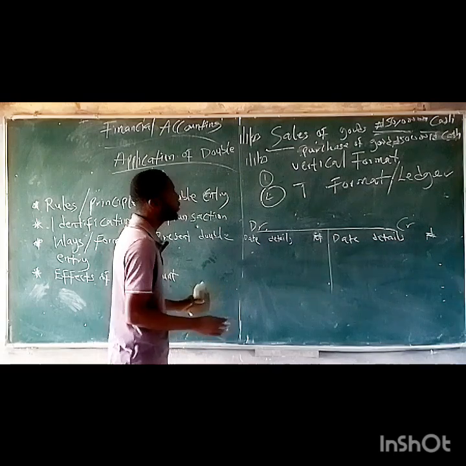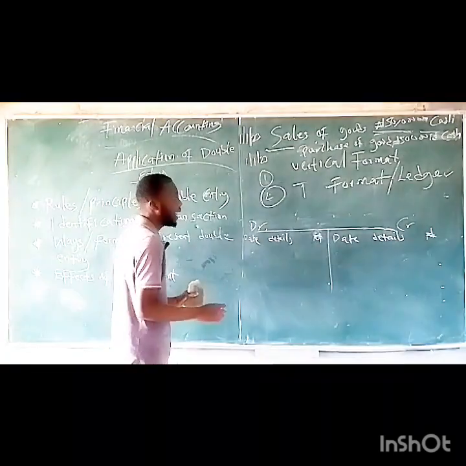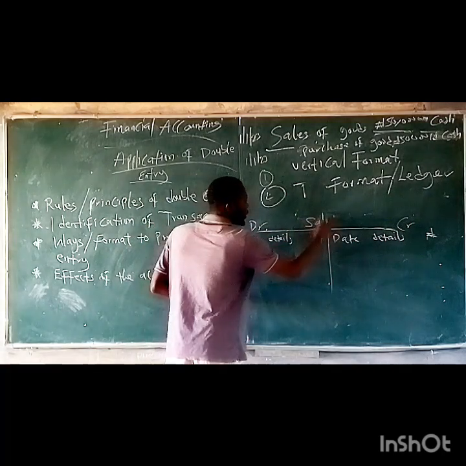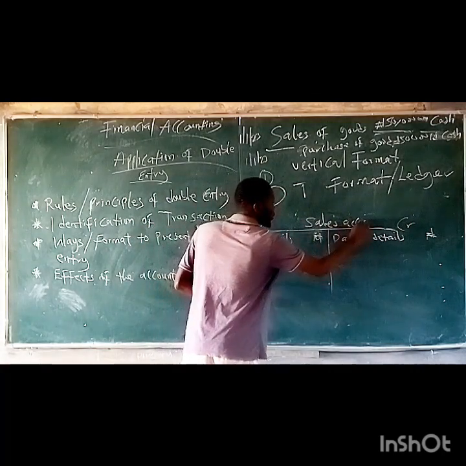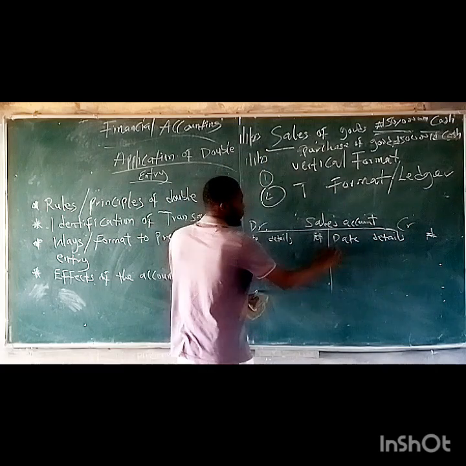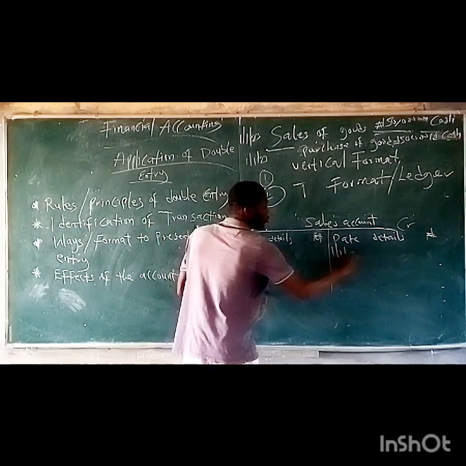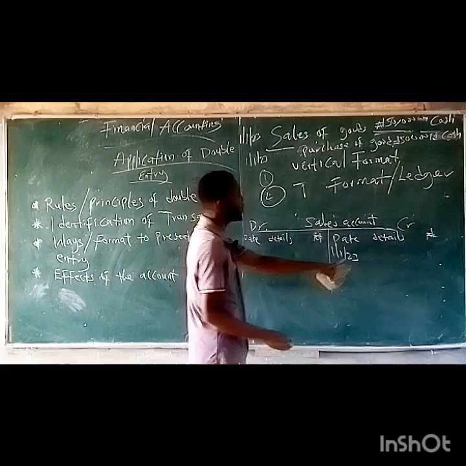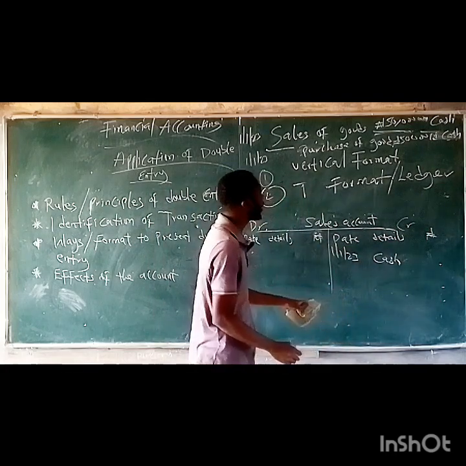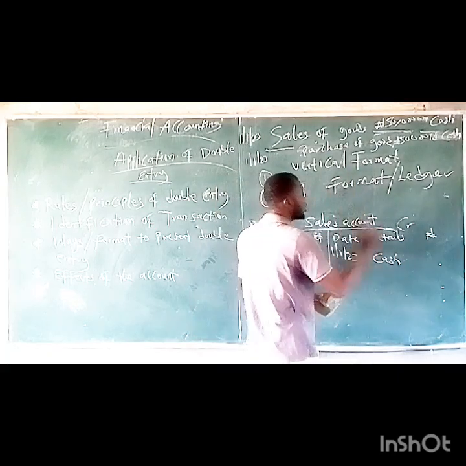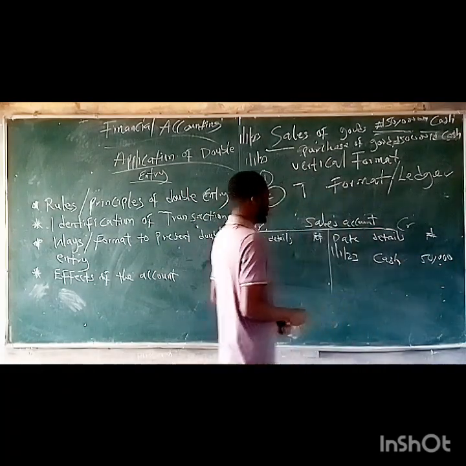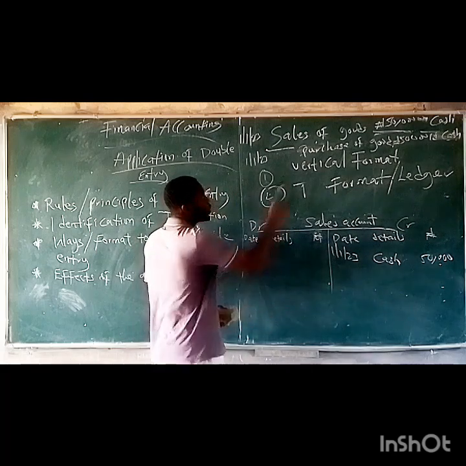So now I'm going to prepare the ledger, which is the T format. So I'm going to write sales. This is now my sales account. Then the date is 1st of January 2023. Then the details will be what? Cash. Then what's the value? 50,000 naira.